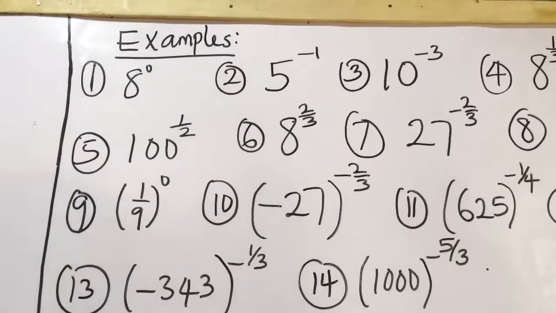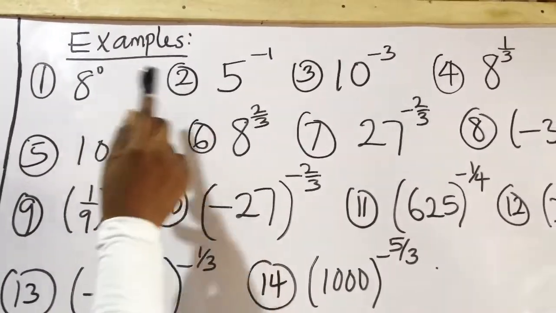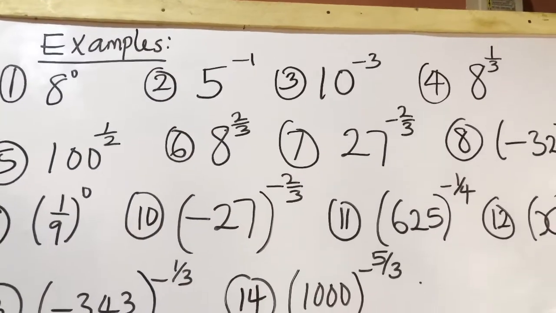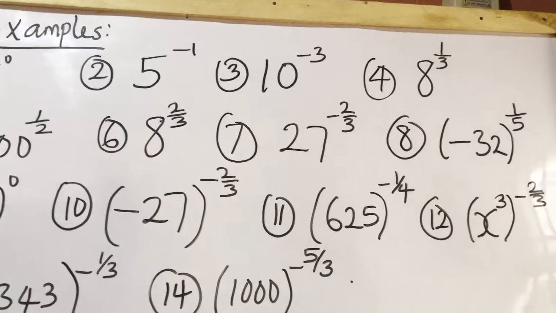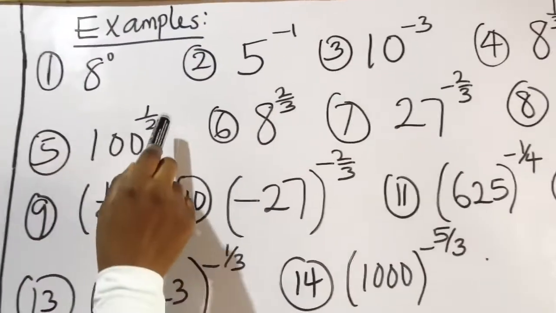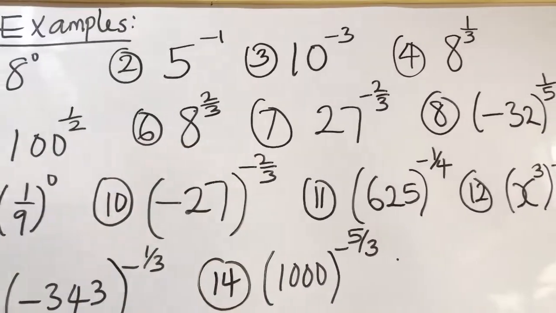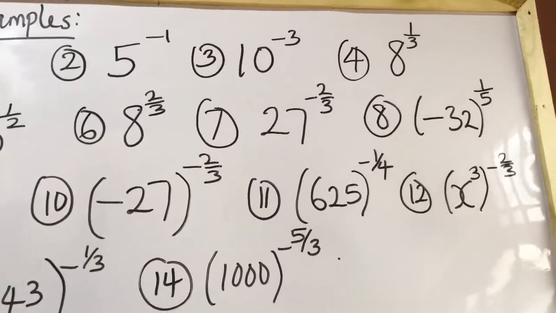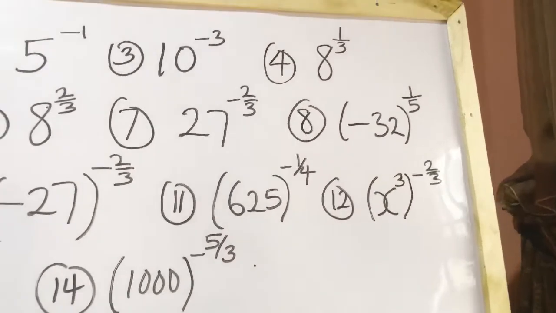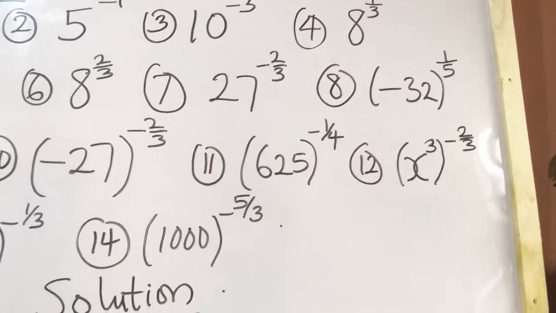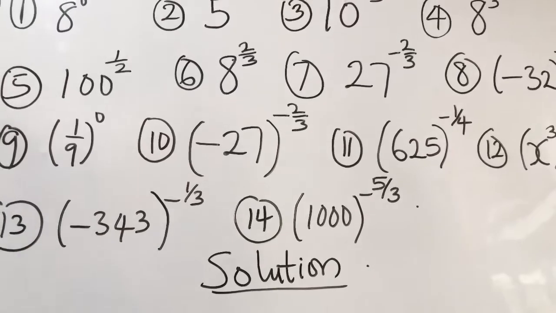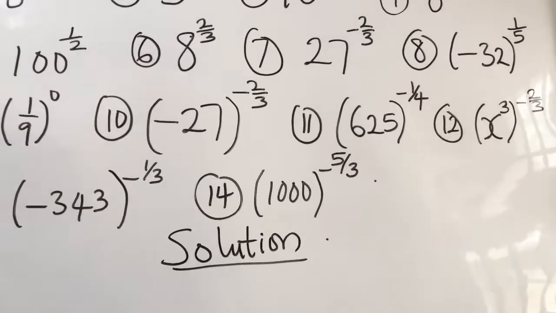Examples. 1. a raised to the power of 0. We want to find it. 2. 5 raised to the power of minus 1. 3. 10 raised to the power of minus 3. 4. 8 raised to the power of 1 over 3. 5. 10 raised to the power of 1 over 2. 6. 8 raised to the power of 2 over 3. 7. 27 raised to the power of 2 over 3. 8. Minus 32 raised to the power of 1 over 5. 9. 1 over 9 raised to the power of 0. 10. 27 raised to the power of minus 2 over 3, and so on.